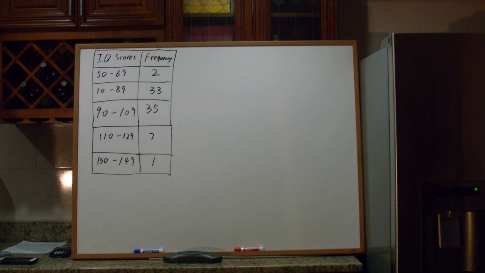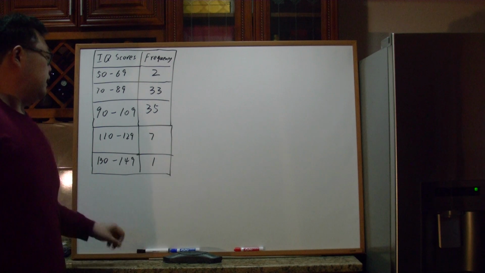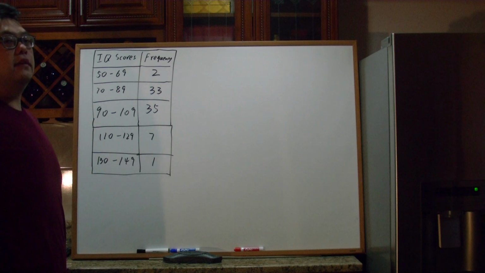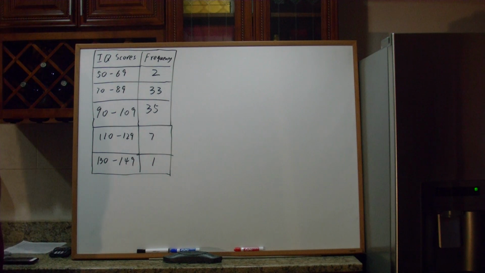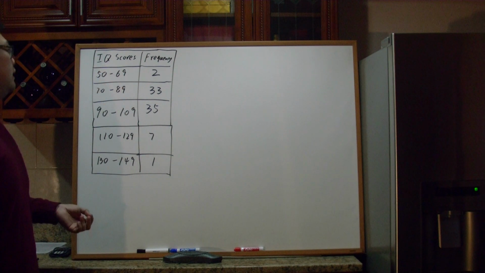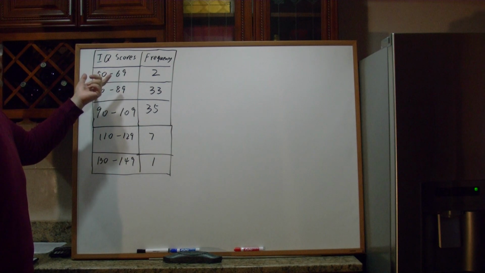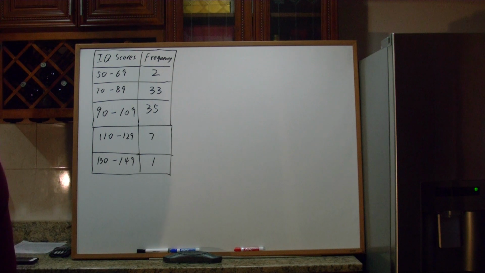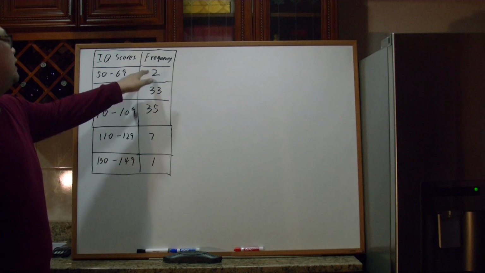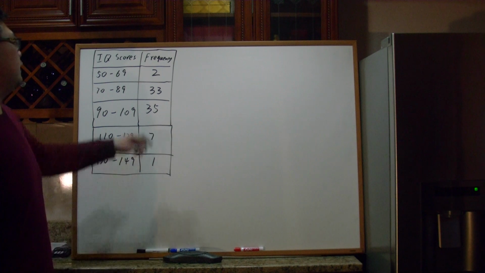What we also said was that the group on the left, the lower value, is the lower class limit. Then the higher values 69, 89, 109 and so on are our upper class limits. So any data falling between the IQ score of 50 to 69 falls in the first group. For the second group, we take all the values from 70 to 89, and so on.